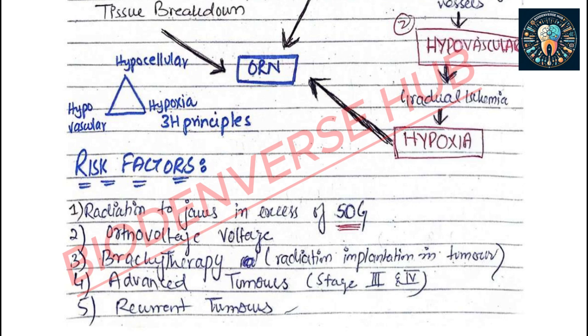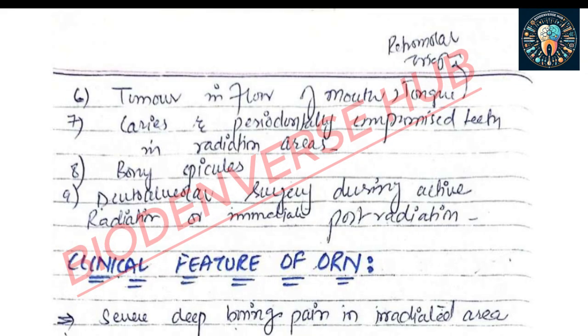Number 2, the orthovoltage given. Number 3, brachytherapy. Brachytherapy is basically the radiation implantation in the tumor bed. Any advanced tumors of stage 3 or 4 are associated with a higher risk of causing ORN. And the recurrent tumors in the floor of mouth, tongue, and retromolar pad area, caries, or any periodontally compromised teeth that are present in the radiation areas are also associated with a greater risk. Any bony spicules that are left out are also associated with a greater risk of causing ORN.